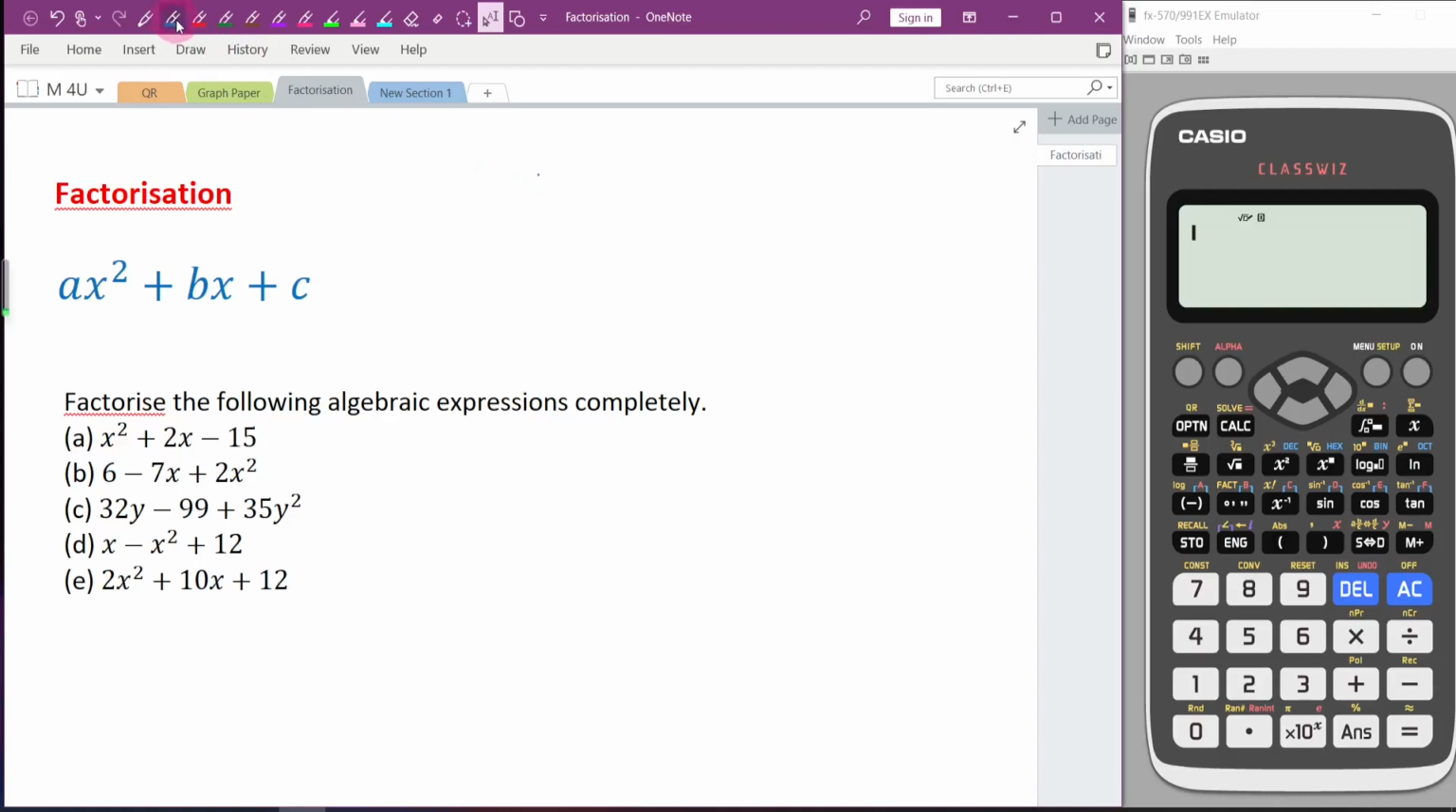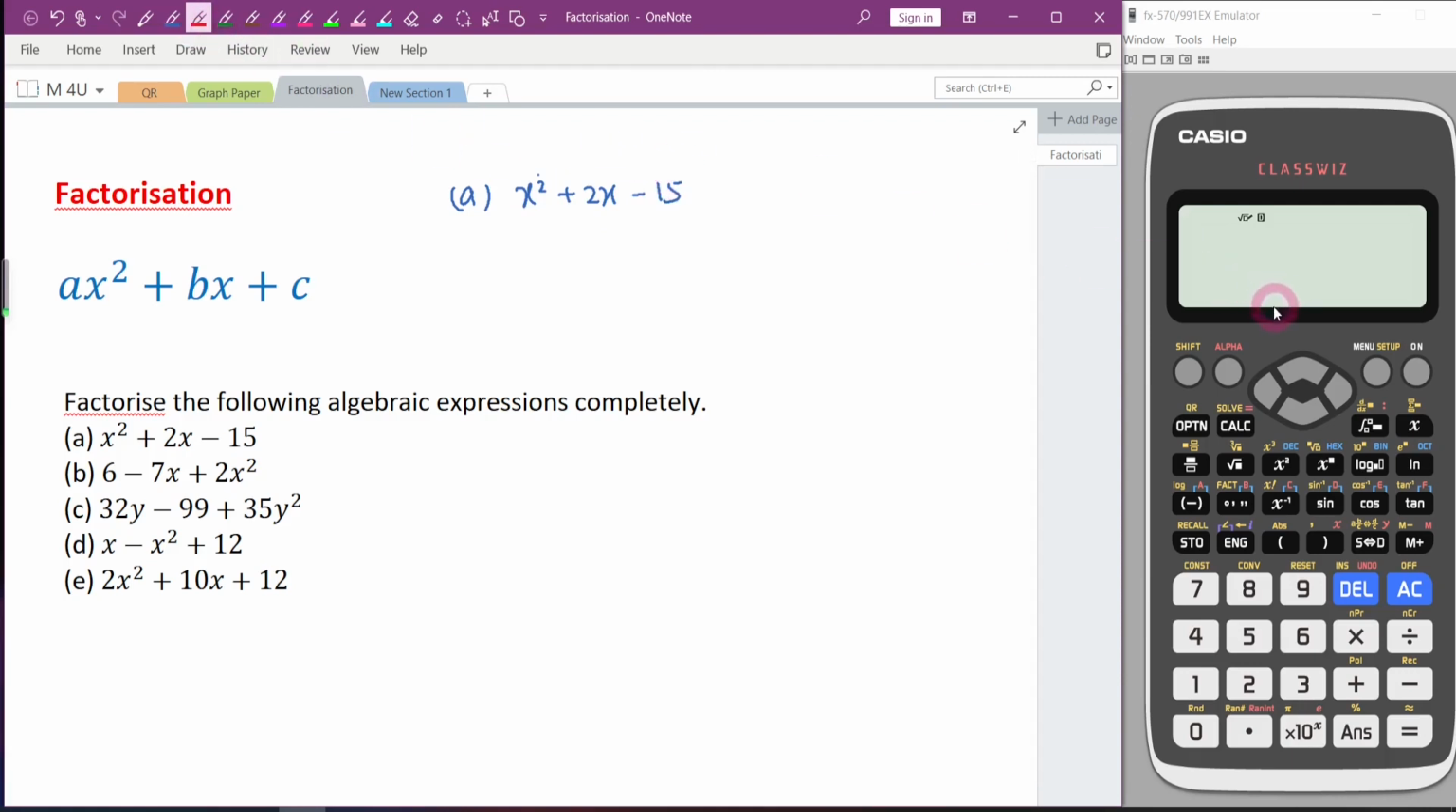Hi everybody, in this video, let's learn how to do factorization for this type of algebraic expression, ax squared plus bx plus c. Now let's look at part A. Factorize the following algebraic expression completely. Let me copy the question first. x squared plus 2x minus 15.